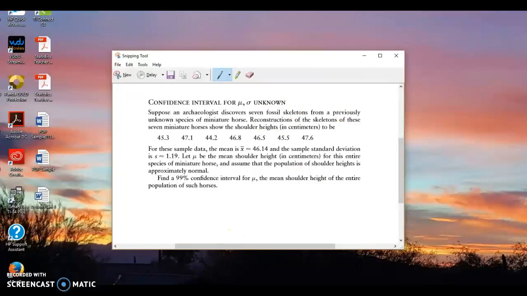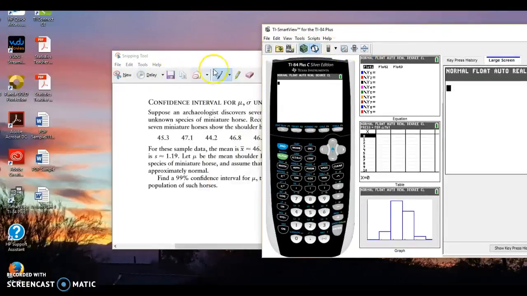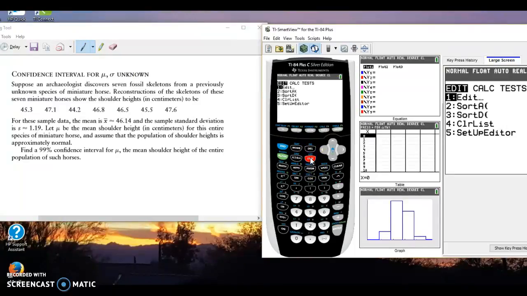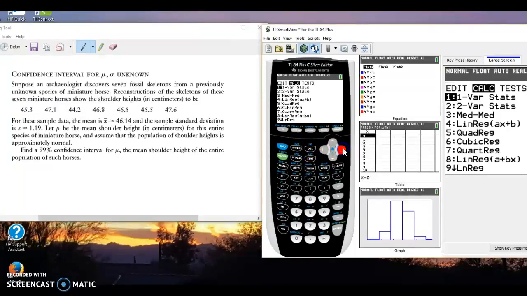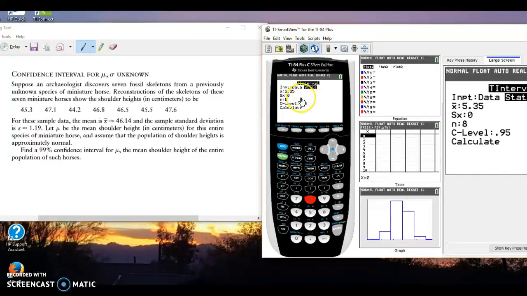So okay, I'll show you how to do that on a TI-84 calculator. So let me slide this over here and slide this over here. So you are going to go to Stat and Tests, and since we want a t-interval, it's down here on line 8. You can either scroll down there or you can just push 8. It'll take you down to t-interval.